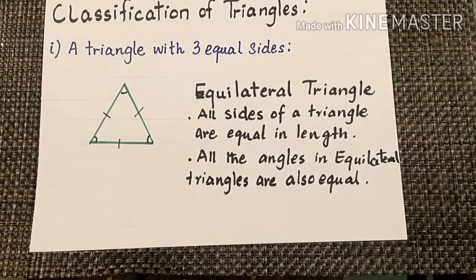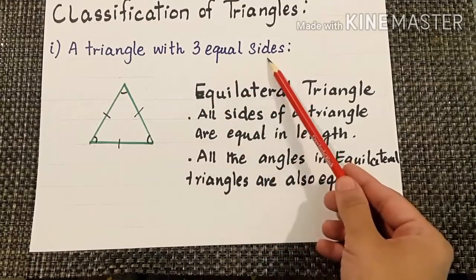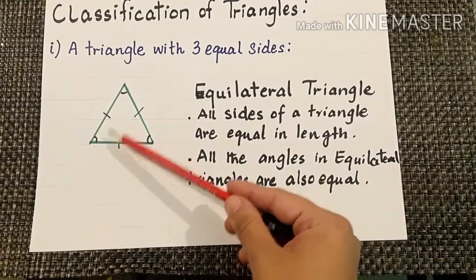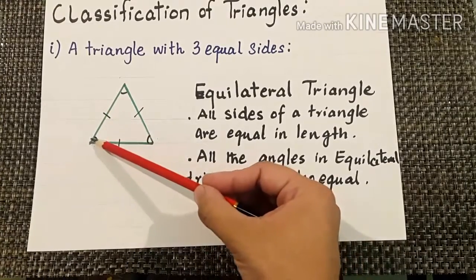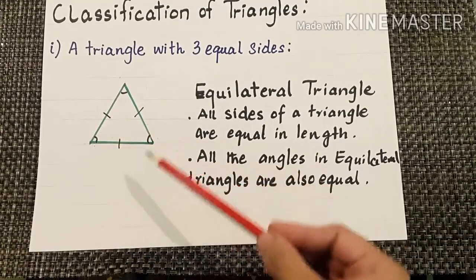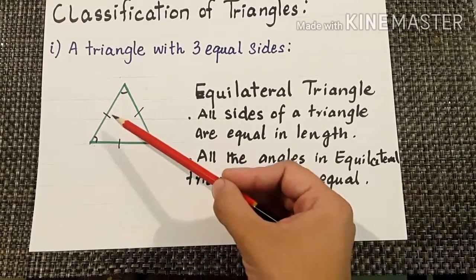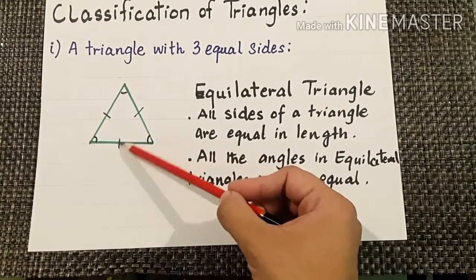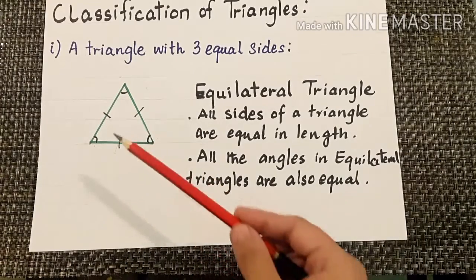Now, classification of triangles with respect to its sides. A triangle with three equal sides is known as an equilateral triangle. It is a triangle in which all sides of the triangle are equal in length. Like this side is equal to this side and this side is equal to this side. This means that these three sides of the triangle are equal in length. We have denoted it by this line that these are equal in lengths. And all the angles in an equilateral triangle are also equal.